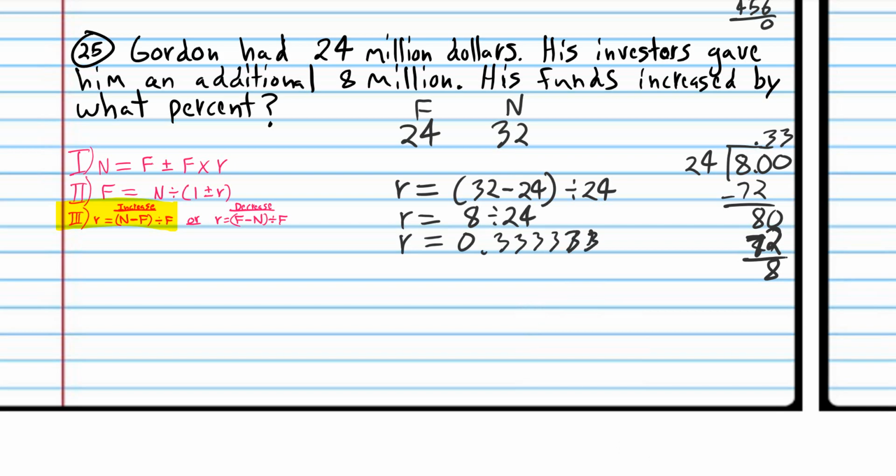But we don't care about the decimal form, we want the percent change. It says his funds increased by what percent? So that would be 33.3 bar percent.